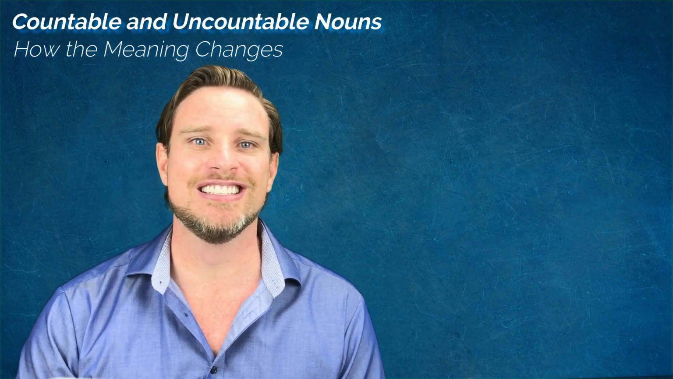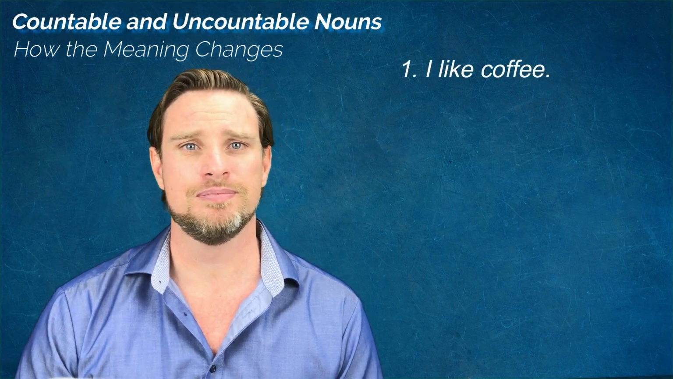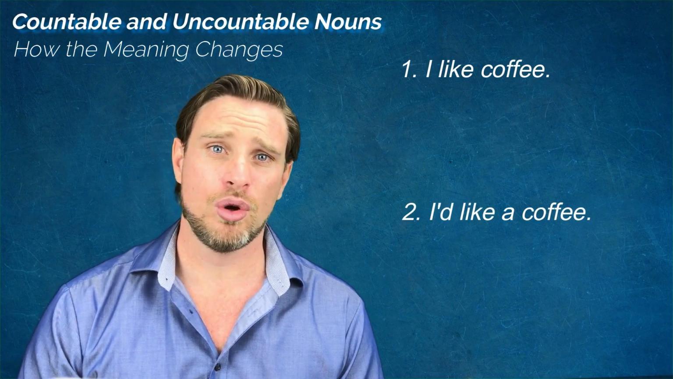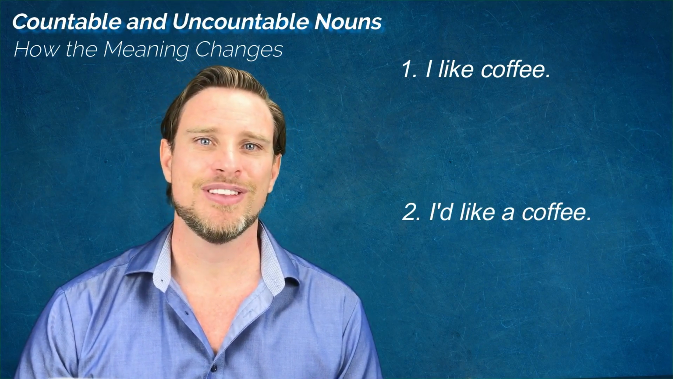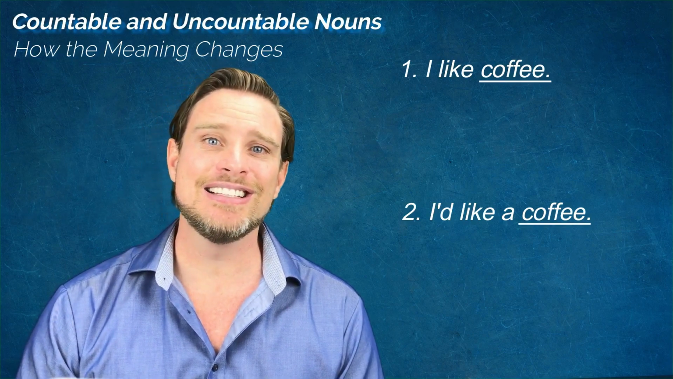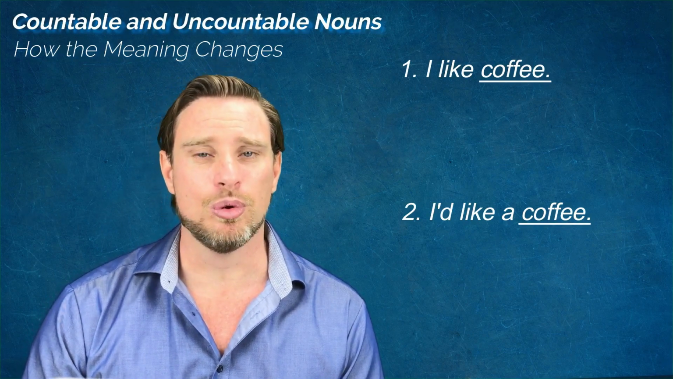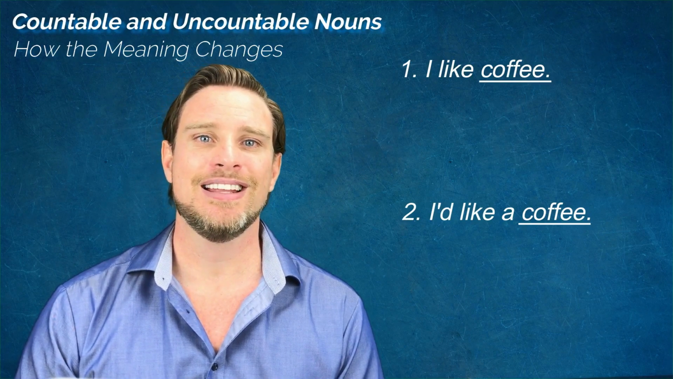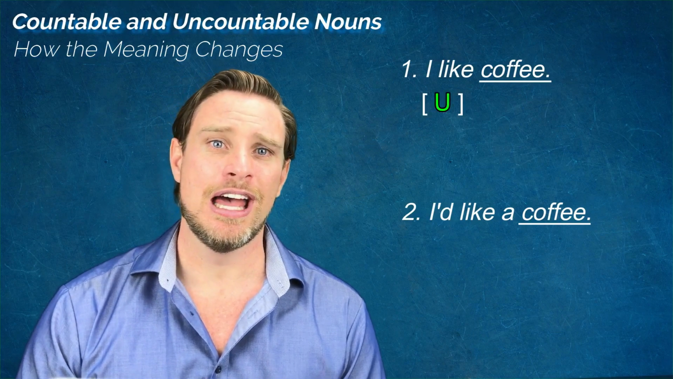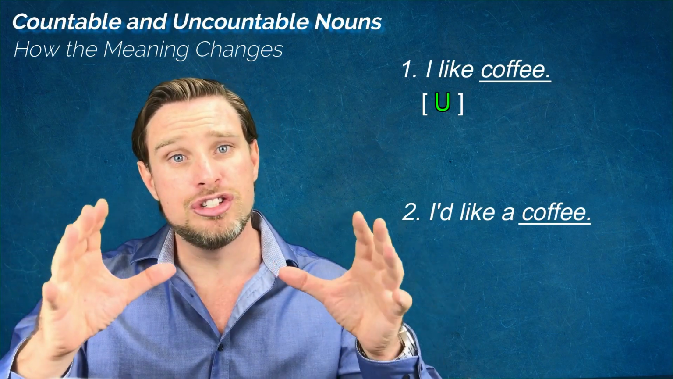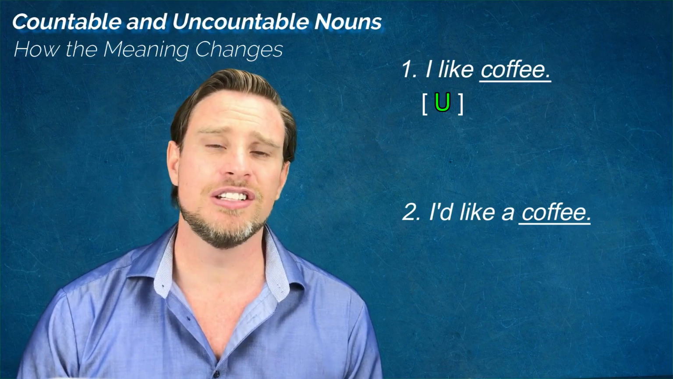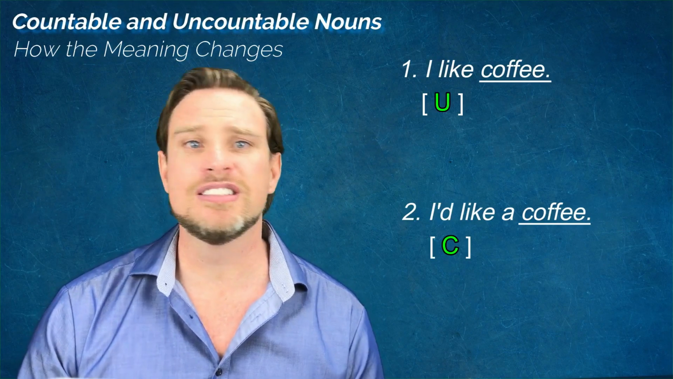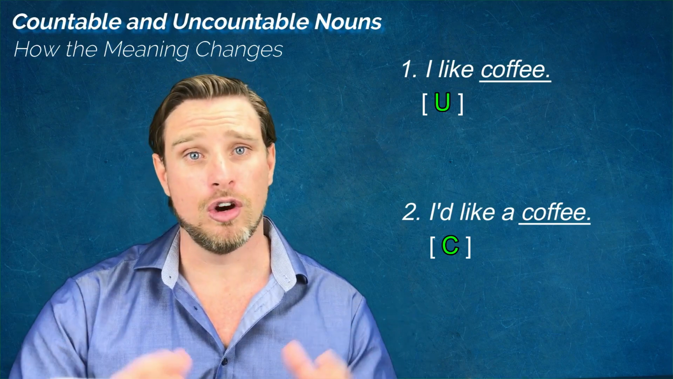The first two sentences: I like coffee and I'd like a coffee. So first of all, what is the noun? Coffee. Good. And is coffee countable or uncountable in the first sentence? I like coffee. This is actually uncountable and means that I like coffee in general. The second sentence is countable. I'd like a coffee. This means the same as I'd like a cup of coffee.